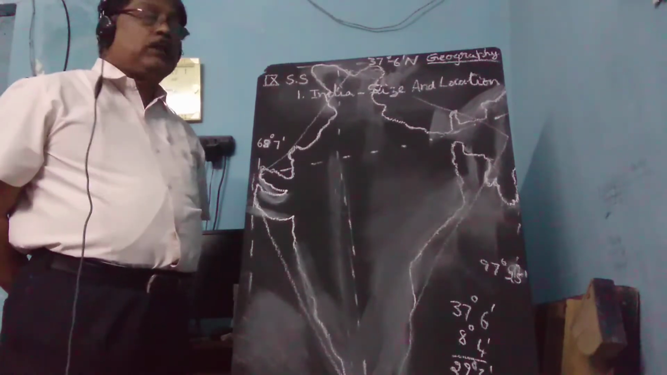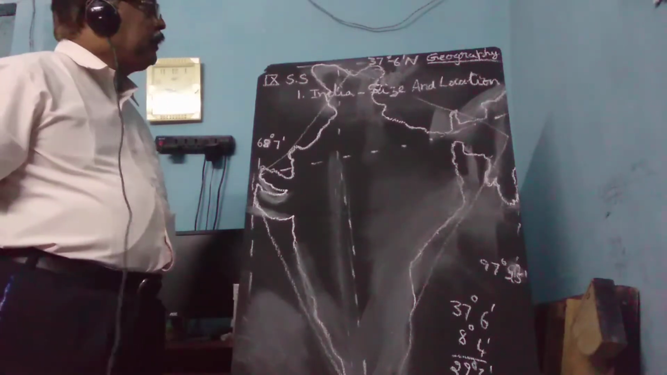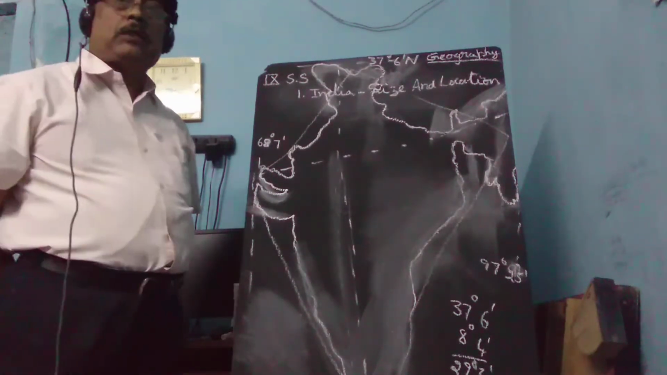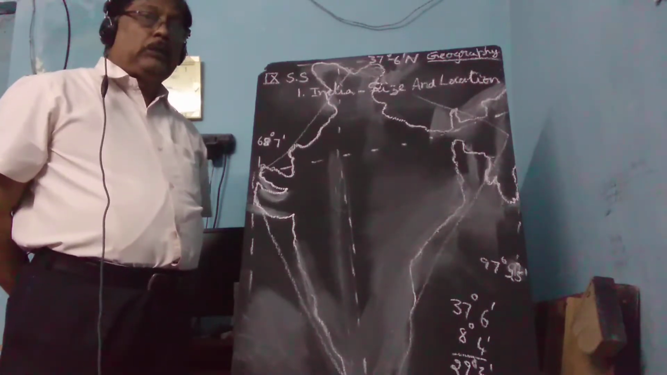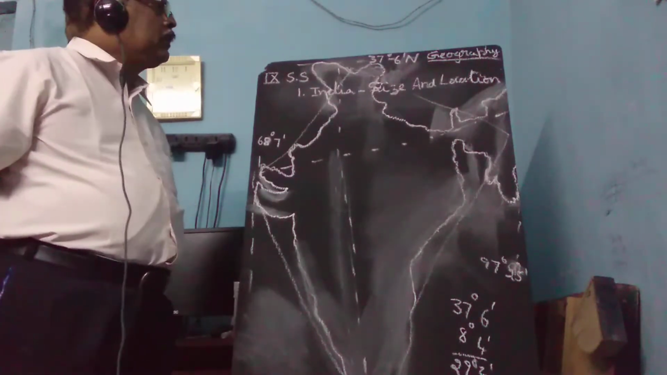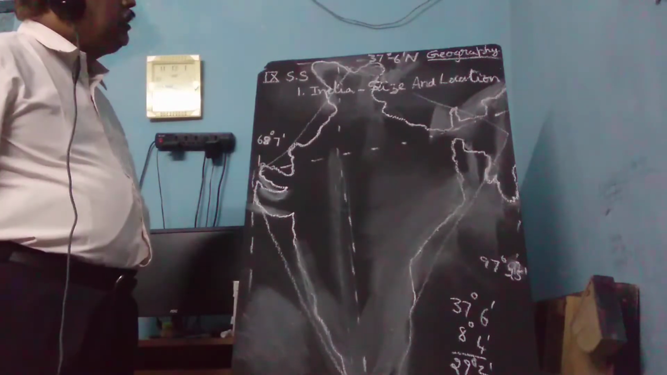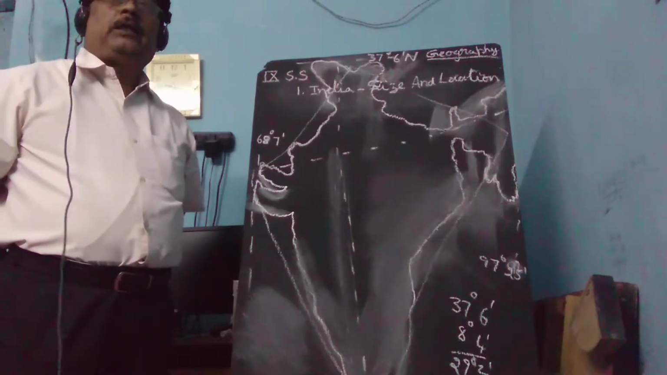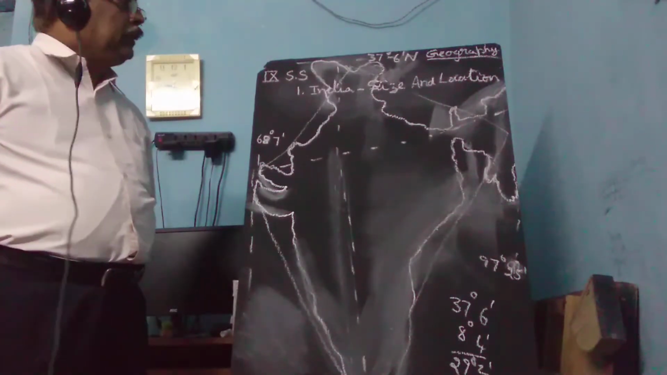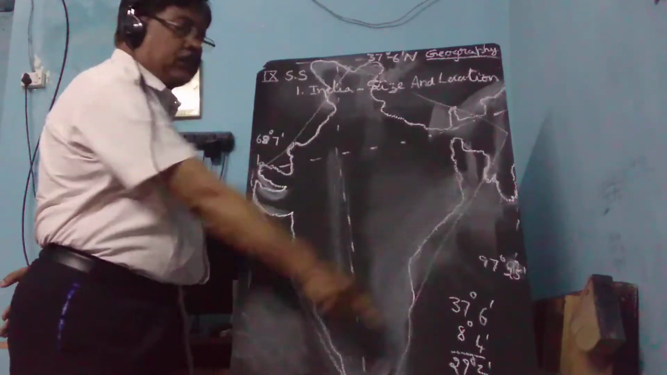Today we are going to discuss the first lesson of geography. The topic is India, size and location. Since third class and fourth class, you have been learning about the shape of India. India has a definite shape. It has the shape of a rhombus.